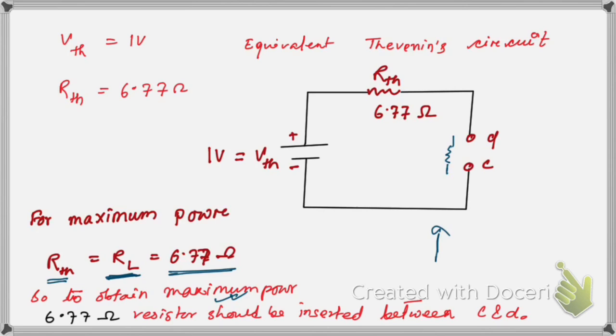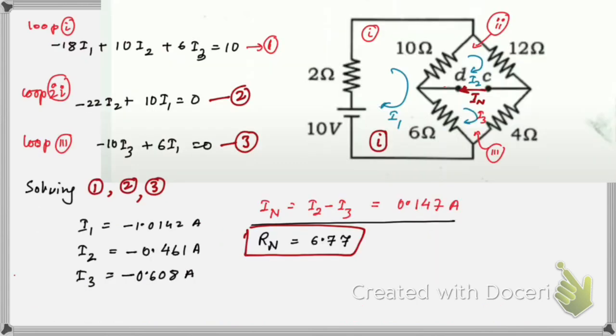So now let me show you how to get the Norton's theorem. Here you see, again I have applied... in order to find the Norton's theorem, between C and D, I need to find IN, the Norton current, or you can say short circuit current. So between C and D, right?